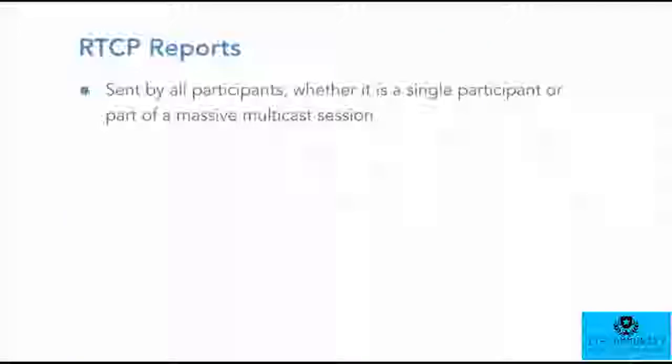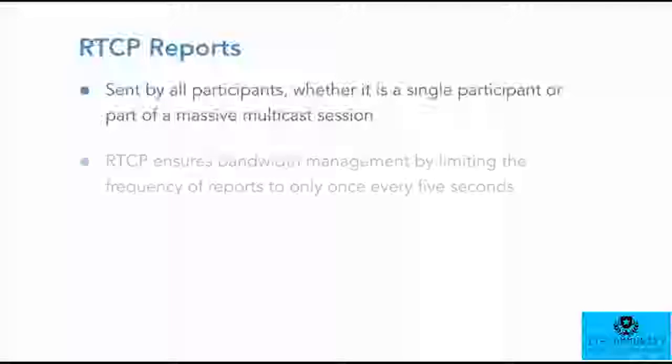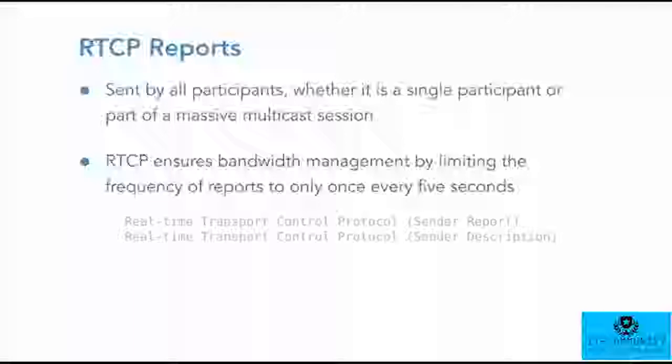Now, there are reports that are sent by all participants, whether it's a single participant or part of a massive multicast session. To avoid congestion, real-time control protocol ensures bandwidth management by limiting the frequency of reports to only once every 5 seconds. Often, you'll find at least 2 real-time control protocol packets bundled into a single UDP data unit. This will minimize packet processing overhead to the routers.